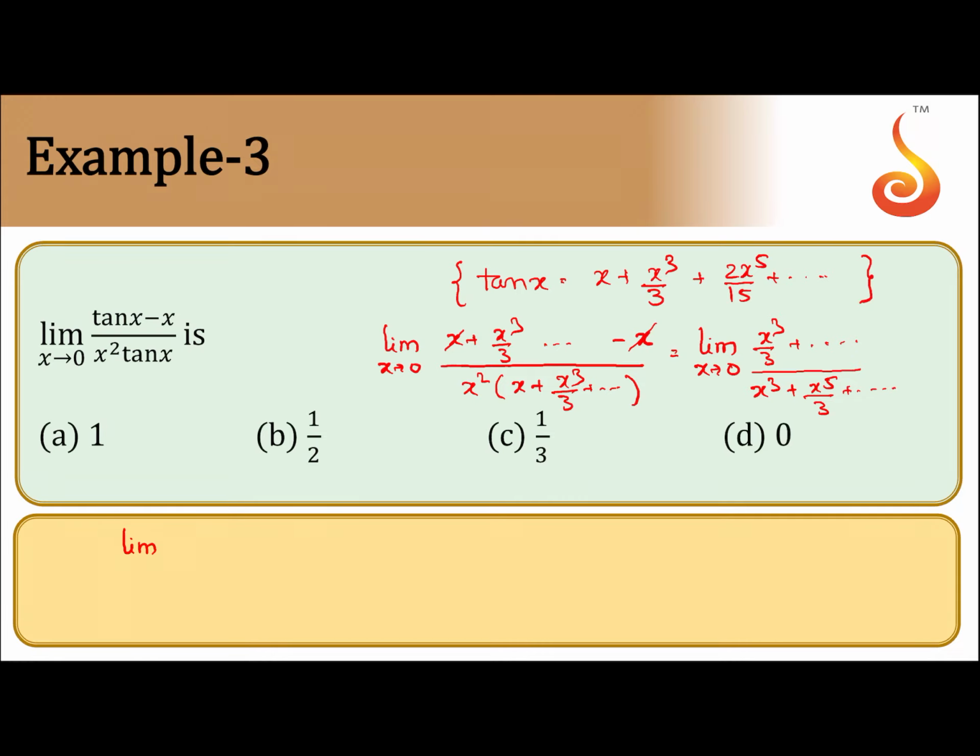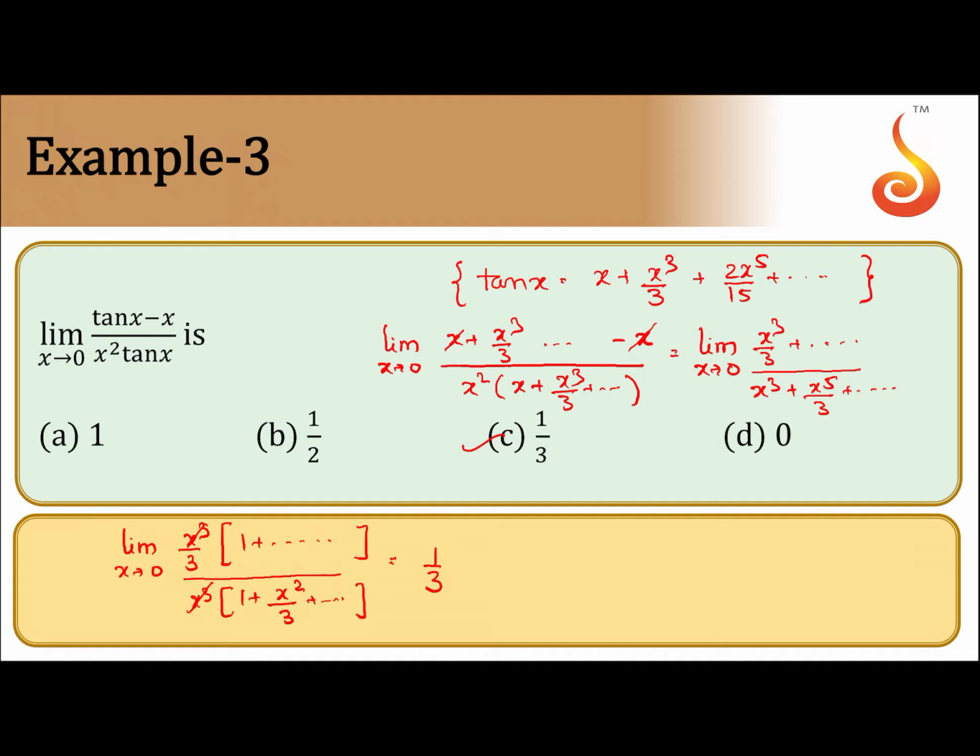You can write like this: limit x tending to 0, x cube by 3 have taken common. We get 1 plus, so on, all will be the higher powers of x, divided by x cube into 1 plus x square by 3 plus so on, higher powers. x cube will cancel and we get 1 by 3. So this is the easier method using the tan x expansion rather than any other method.